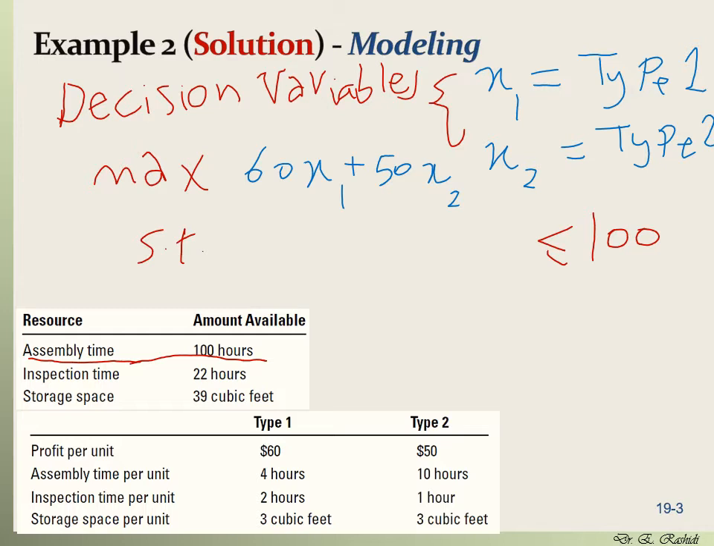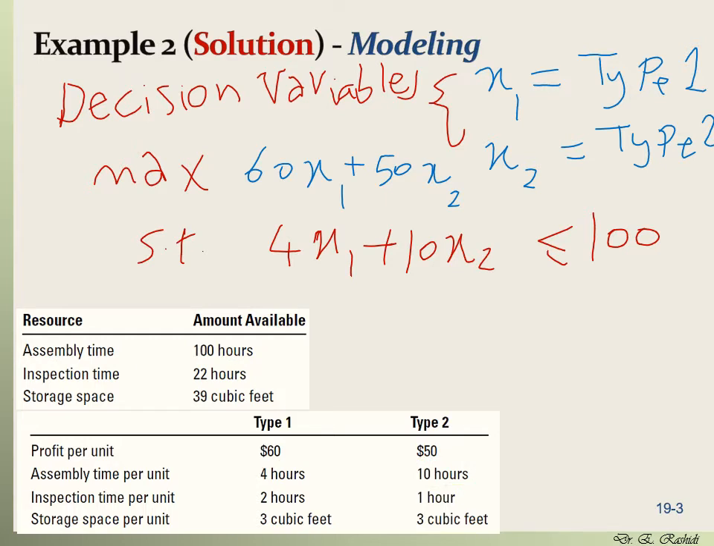Type 1 computers would require 4 hours of assembly line. So that's 4 multiplied by the quantity of type 1 computers, x1, plus 10 hours of assembly time for type 2 computers. So that's 10 multiplied by x2. So this is for the assembly time.